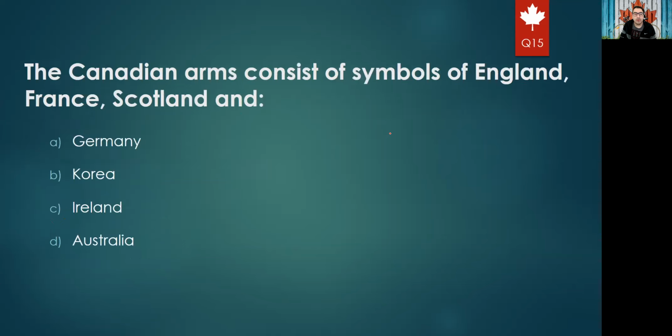Okay. Next question. The Canadian arms consist of symbols of England, France, Scotland, and Ireland, and this is actually the English Empire, if you remember.